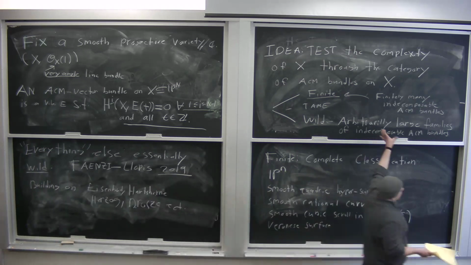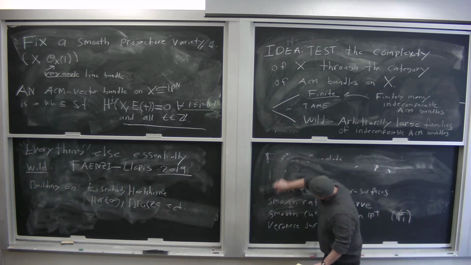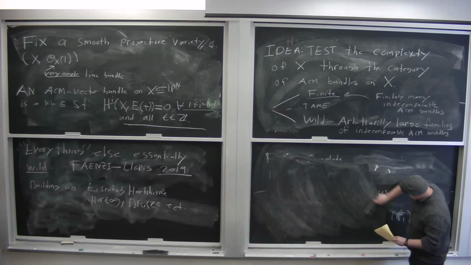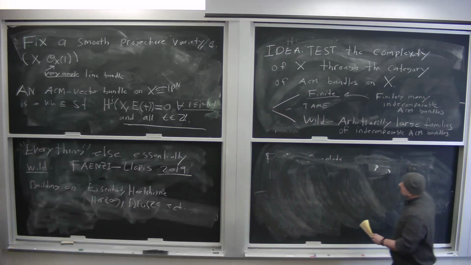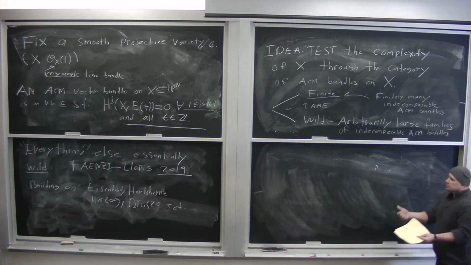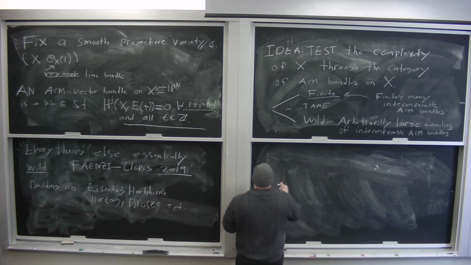I told you that most things are wild. So what we would like to be able to do is still find some interesting classes of vector bundles that are ACM, and then maybe use them to start building more and more. And so I'm going to focus now on a specific case.